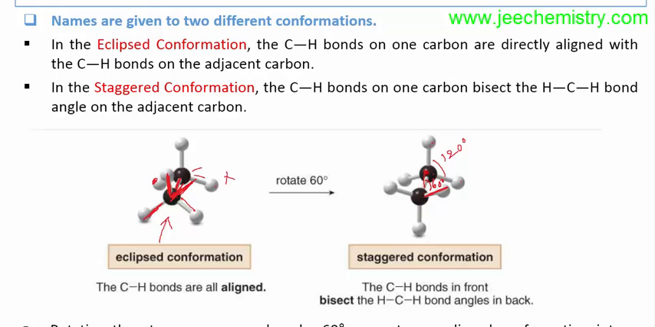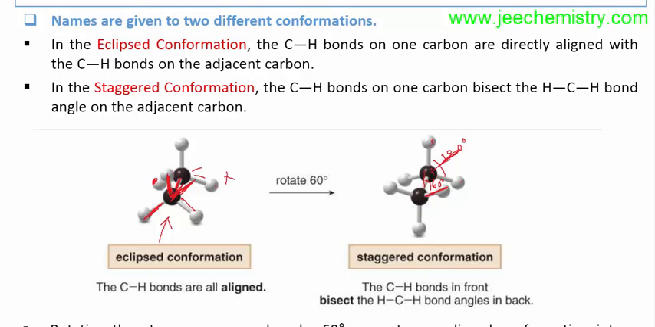Now for the front carbon, there is a 60 degree rotation, so that is why it will bisect the angle between these hydrogens by 60 degrees. After the 60 degree rotation, the front carbon-hydrogen bond will bisect the backward carbon-hydrogen bonds. This is called the eclipse conformation. It is eclipse because with 0 degrees of rotation, the front and backward carbons look similar. The arrangement looks similar.